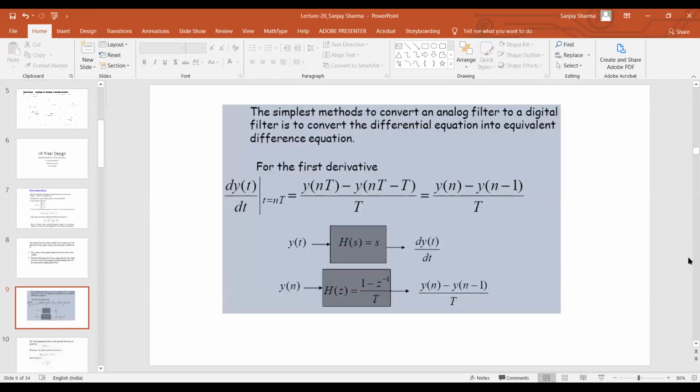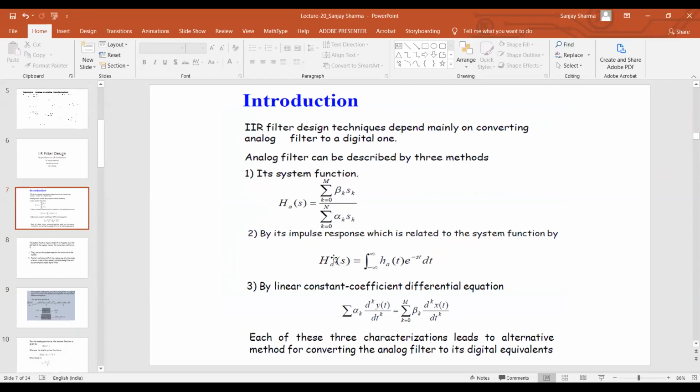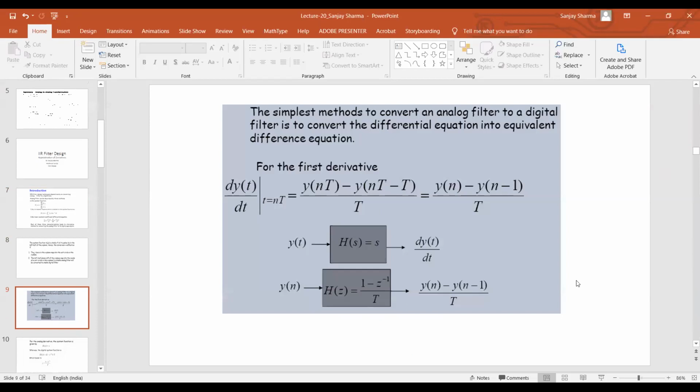Okay, so let's look at this method of approximation of derivatives. We'll use the differential equation. I explained that there are three methods to put up the analog filter. The first is the system function, the second is the impulse response, with the system function H(s) put in terms of the impulse response, and the third method is the differential equation. Approximation of derivatives will use the differential equation method. What we will do is convert the differential equation into a difference equation.